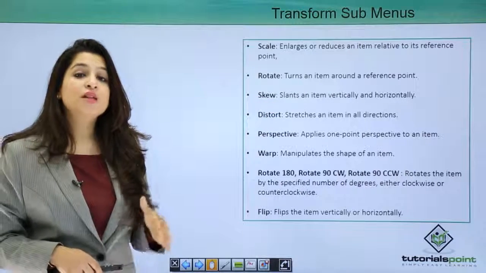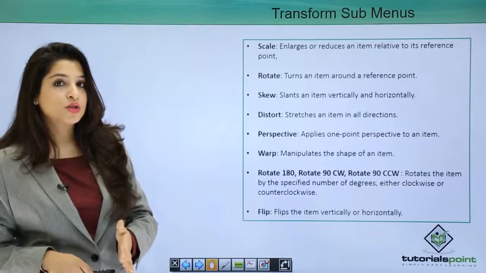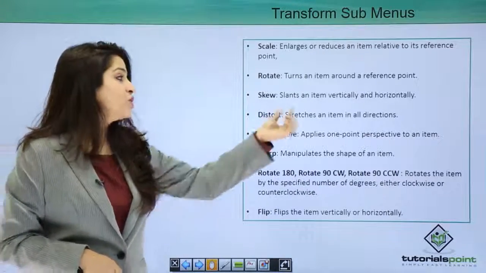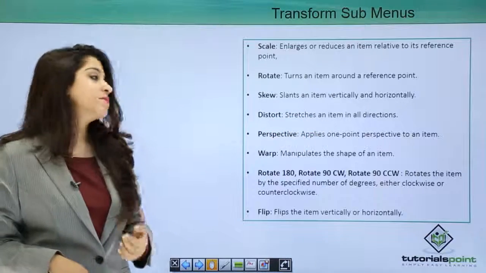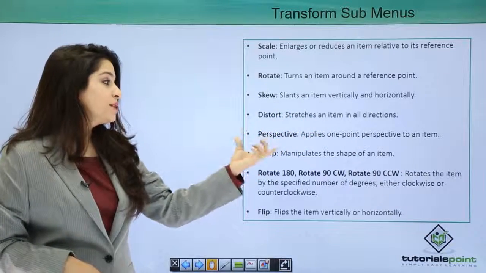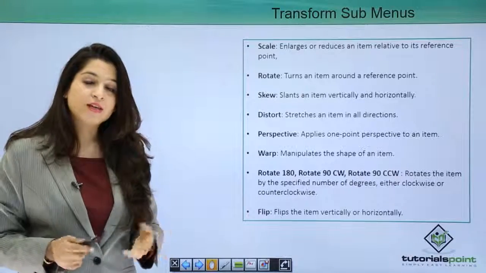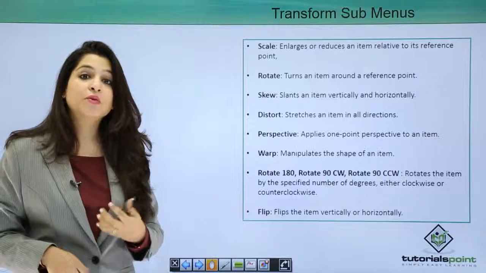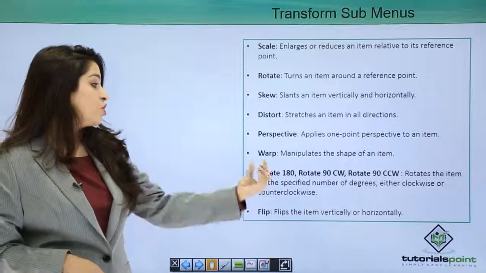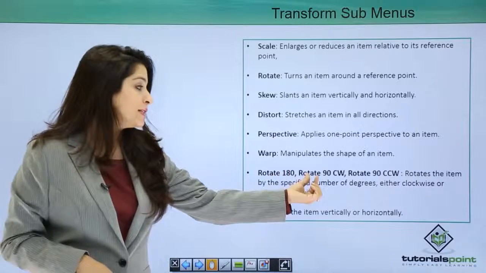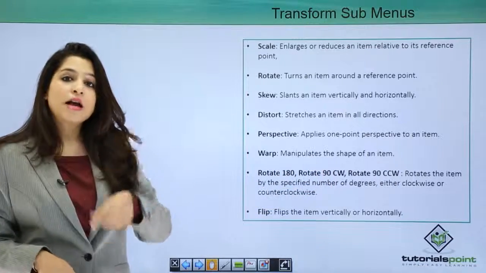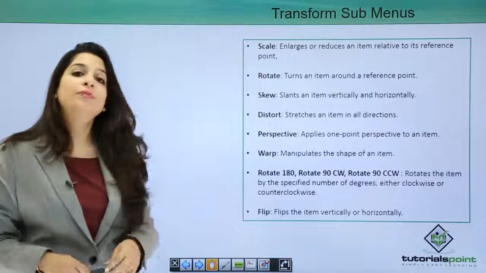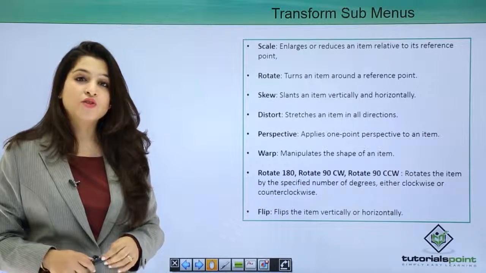We can also skew. Skew means when you slant an object vertically or horizontally. We also have the option of distort, which is actually you stretch an item in all directions. We have perspective, so basically you apply perspective at any point. You can warp. Warp means you're manipulating the shape of that item. You can also rotate it 180 degrees, 90 degrees, or counterclockwise, and you can also flip the item vertically and horizontally.